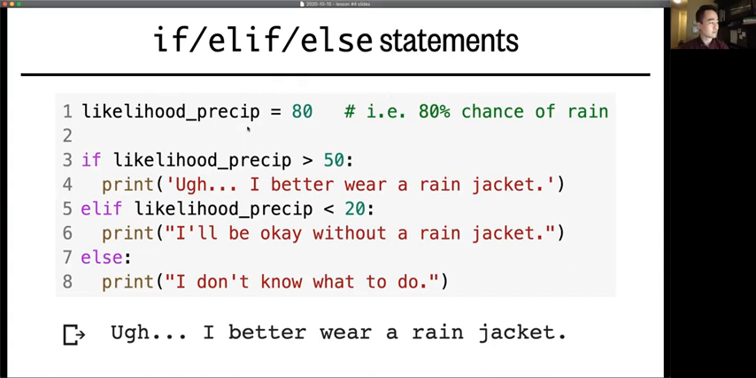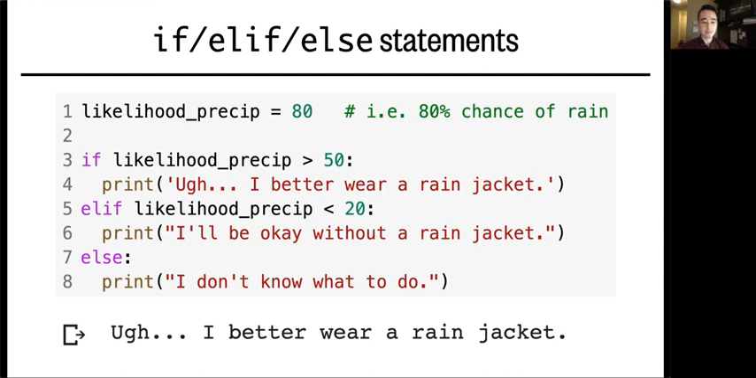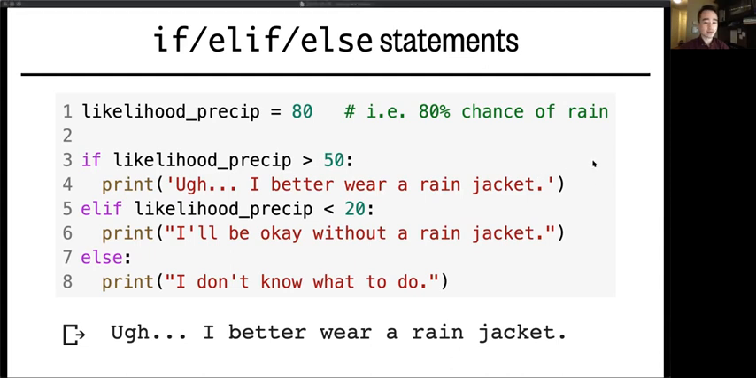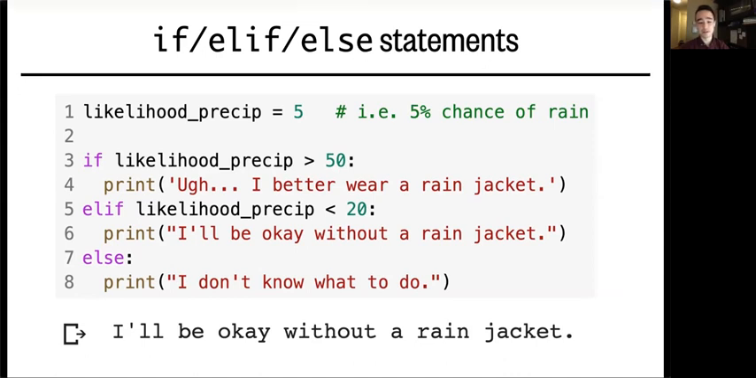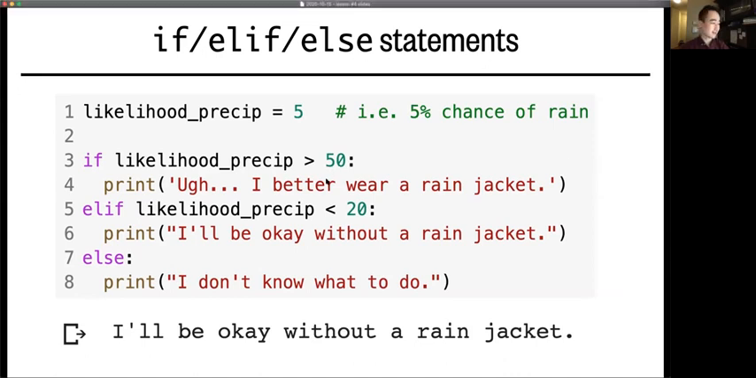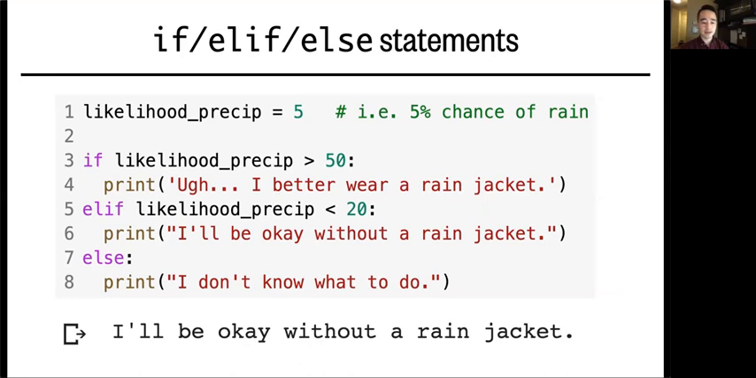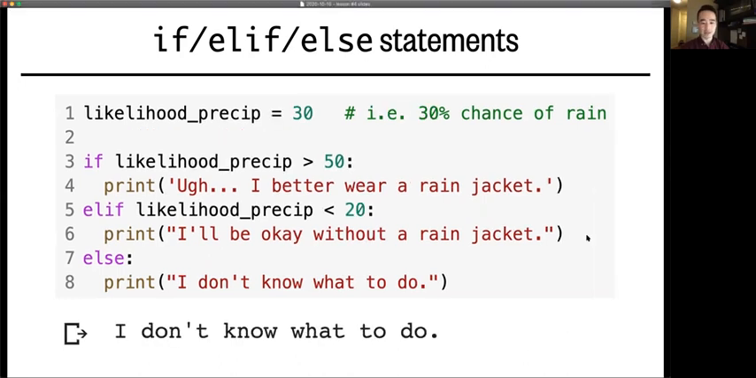So in this case, likelihood precip is 80%. So that first statement will evaluate to true and it will get executed. Now, what if the likelihood of rain is 5%? Well, in that case, that jacket will be staying at home, as this second statement, this elif, tells us here. But what if it's a 30% chance of rain? In that case, both the if and the elif statements will evaluate to false, and Python will land on this else statement. I don't know what to do.